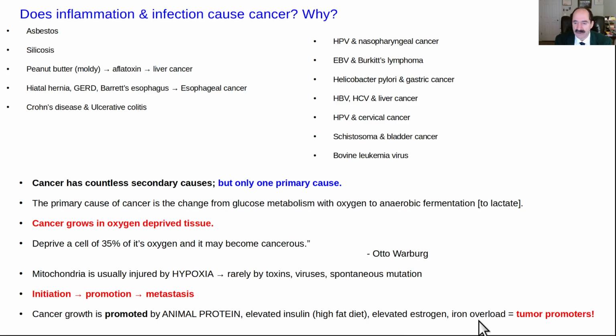Iron overload. Again, don't eat meat. Don't eat iron-fortified foods. Don't eat vitamins with iron in them. Those are all things important for preventing cancer. All right.